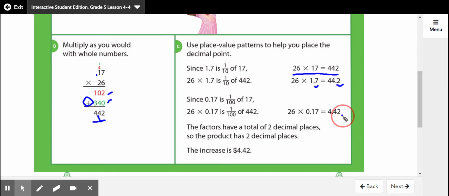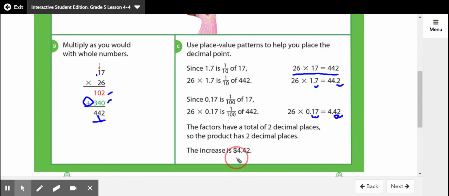So kind of like I said, you see the decimal was right there when it was 17 times 26, but it wasn't 17, it was 0.17, which is a hundredth. So I moved it over twice. I moved the decimal on 17 over twice to get 17 hundredths. And now I have my answer, 4.42. The factors have a total of 2 decimal places, so the product has 2 decimal places.